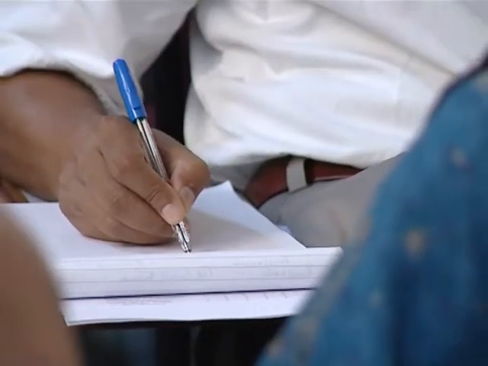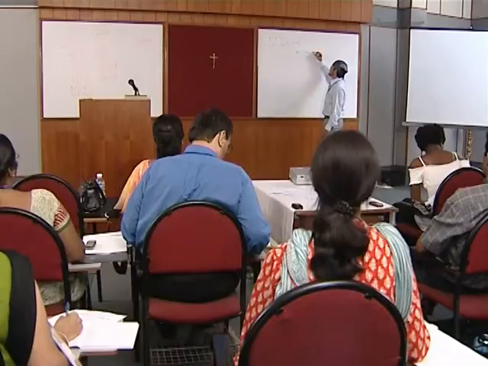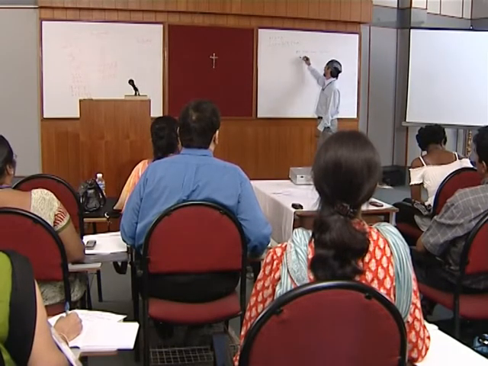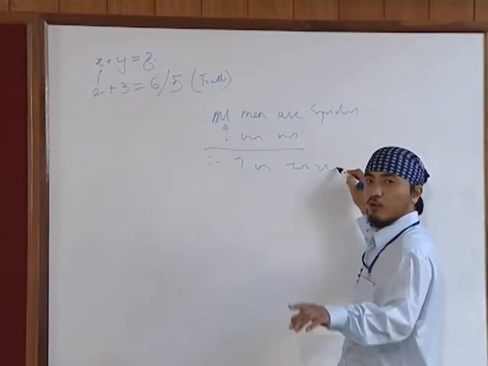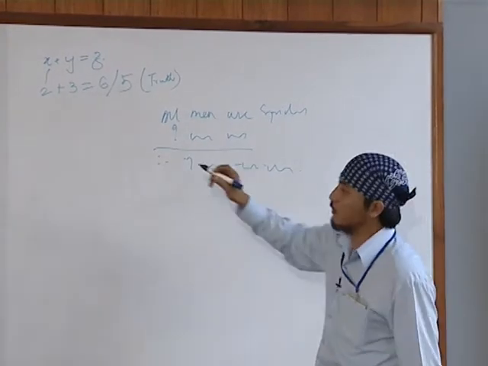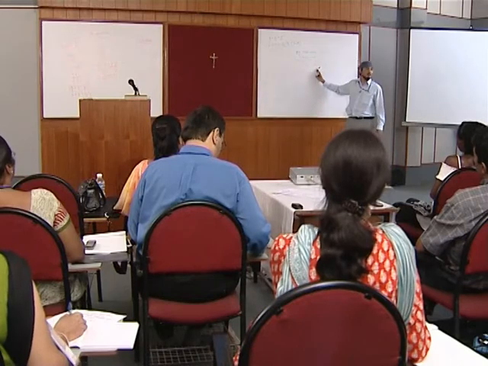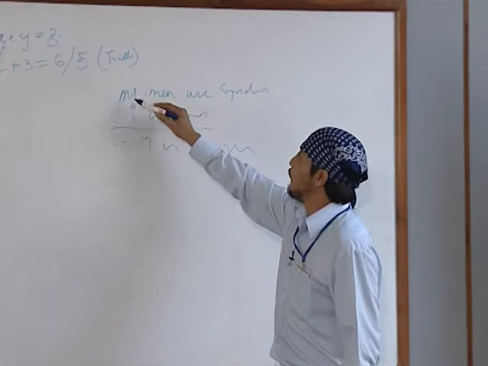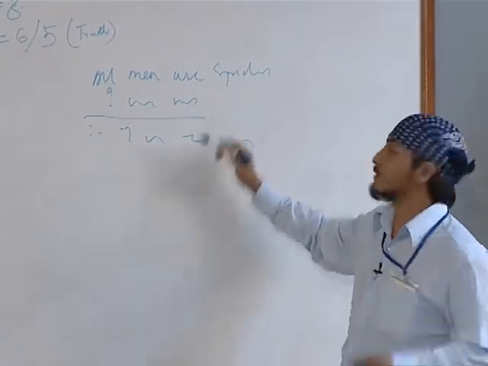For example, I can just write, all men are spiders. I am a man, therefore I am a spider. Now if you look at it, you will see that the form is a valid form. The argument has a valid form. But if you look at the content part, then the conclusion is false. Why? Because the premises are false.